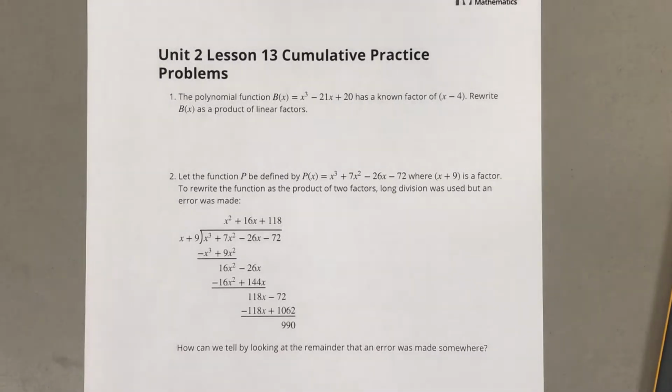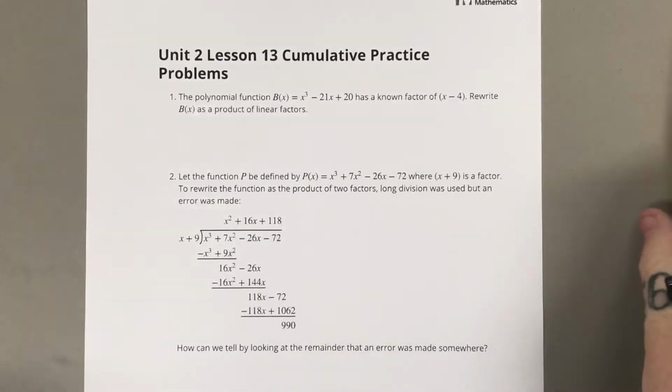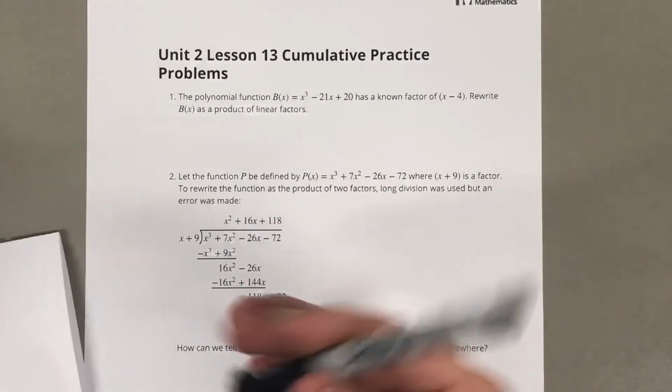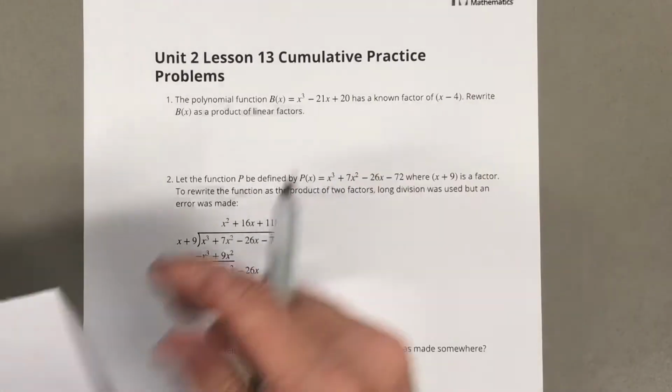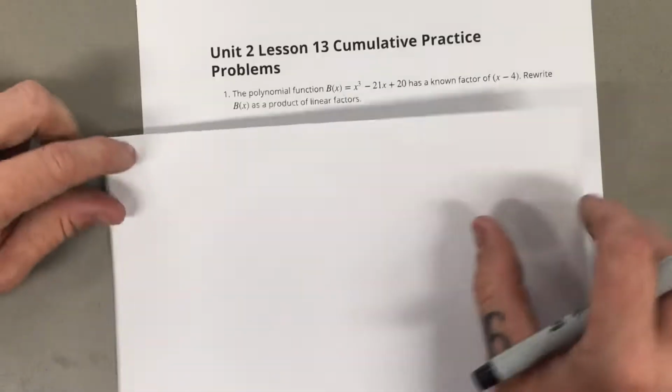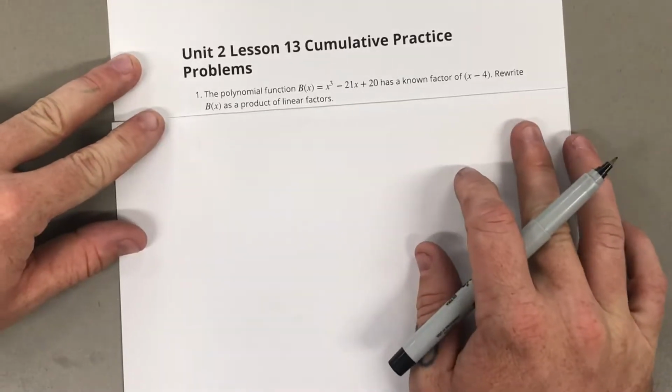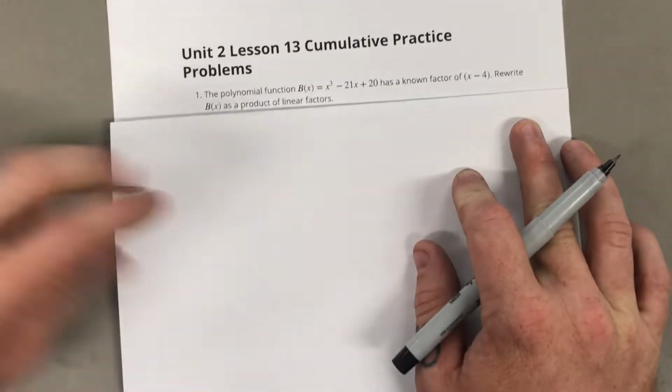Okay, so these practice problems are going to be in direct relation to polynomial division, which is what we learned the other day. So for this one, the polynomial function b of x is right here with a known factor of x minus 4, rewrite as a product of linear factors. So I don't have enough room, so I'm just going to put this piece of scratch paper underneath it so that you can see everything I have to do.